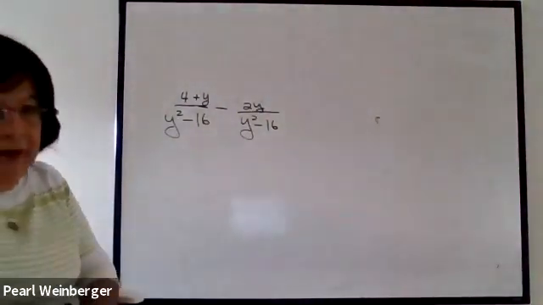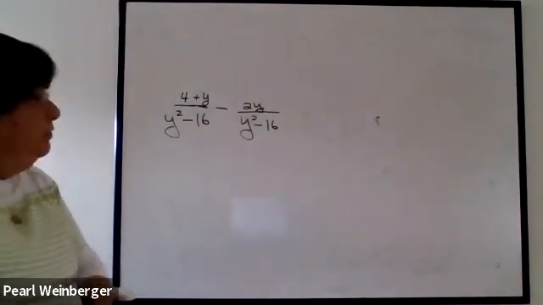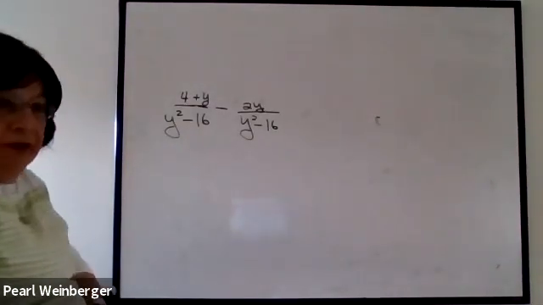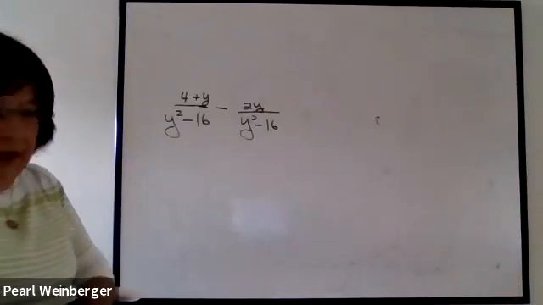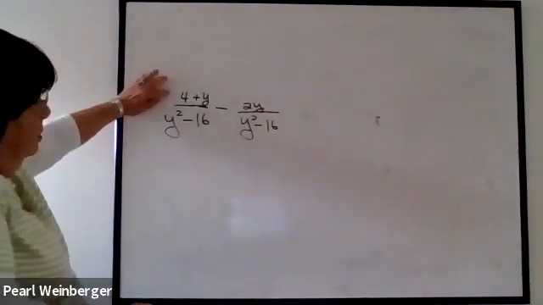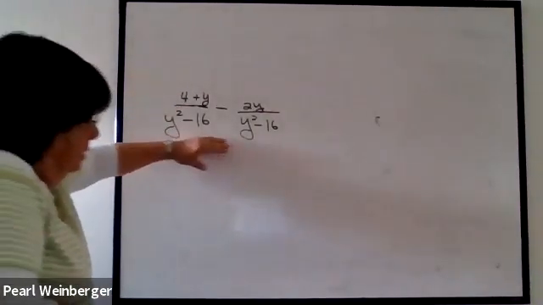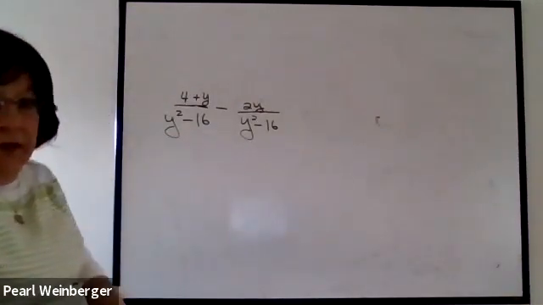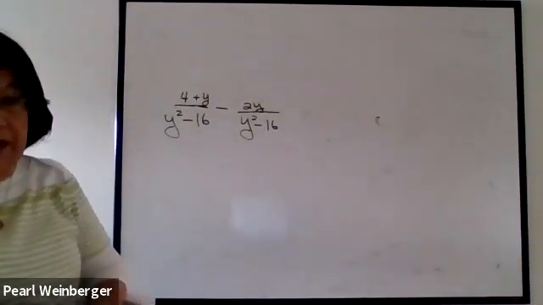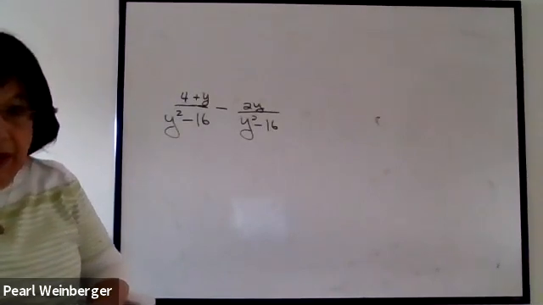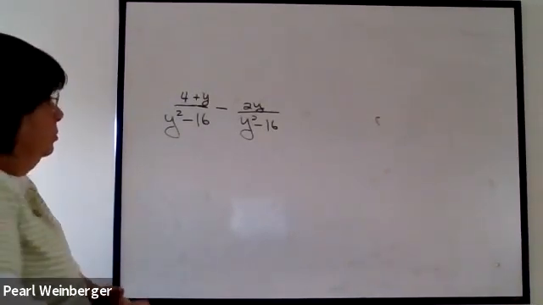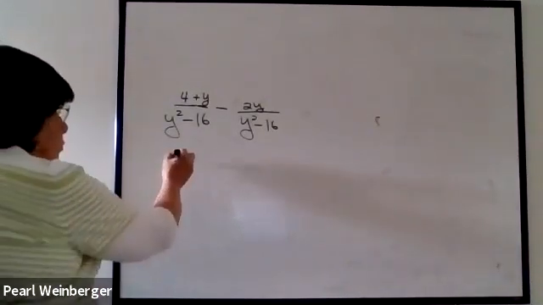Okay, we have somebody who has an answer ready, so let's see if we can do this together. First of all, I see that I have a common denominator. It is y squared minus 16. Both of them have the same common denominator, so we just have to work with the numerator.